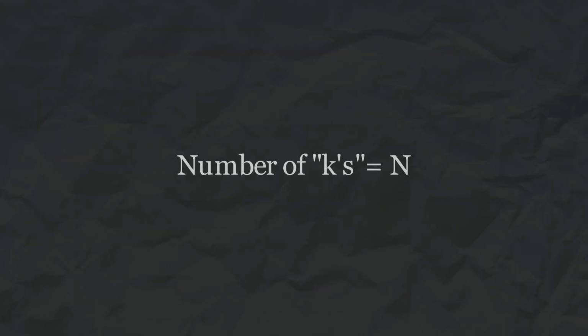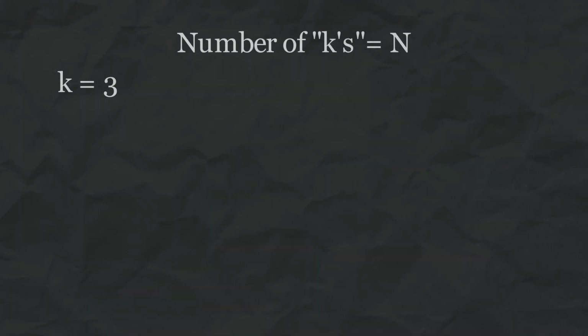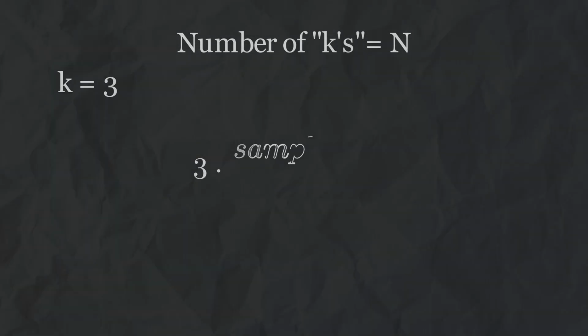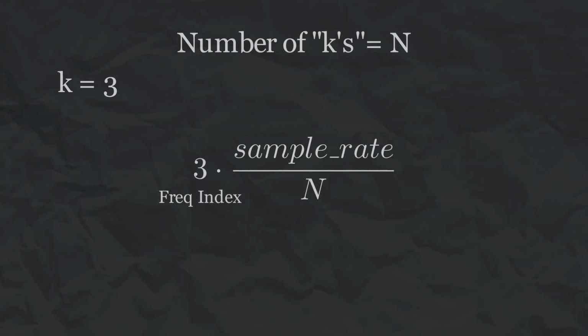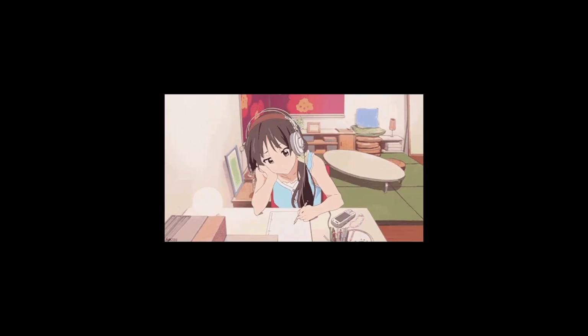in our input signal. And whatever frequency we're on, so let's say frequency 3, can be found out by using this equation here. We multiply the frequency index by the sample rate of our input divided by the number of samples in our input. And so I'll leave off with a couple of questions to ask.